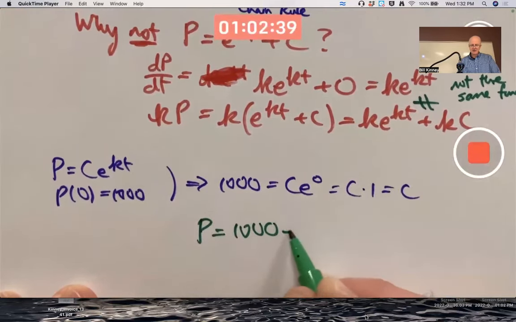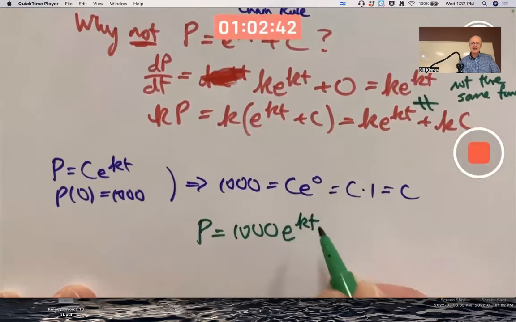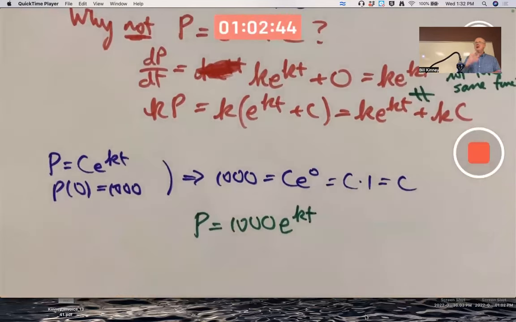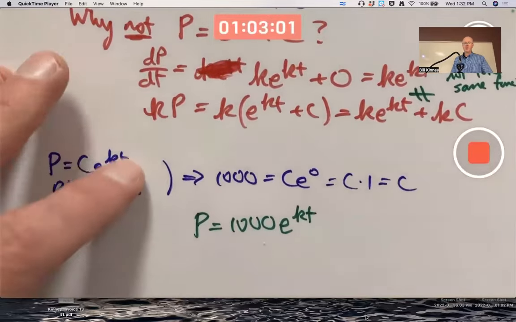So this is the function you would use if the initial population is 1,000. What's k? You'd have to figure it out from some other data, like maybe you know the population after 1 year. That would help you figure out k. Make sense? You have to use logarithms to solve for k. You've done that kind of thing before.